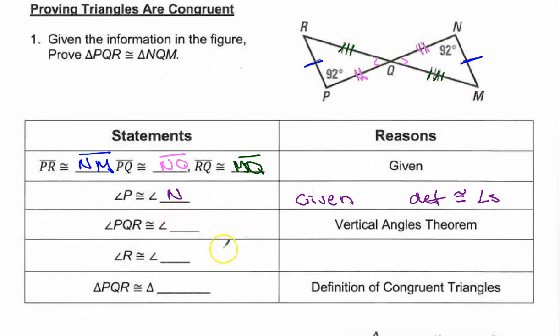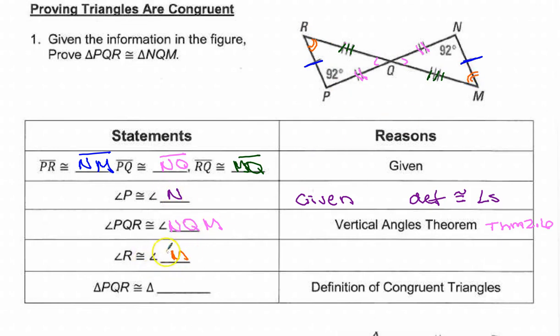So I did that in pink. P first corresponds to N. Q is congruent to Q. R is congruent to M. And that's by the vertical angles theorem, which is theorem 2.6 on your yellow packet. And lastly, angle R is going to be congruent to angle M.